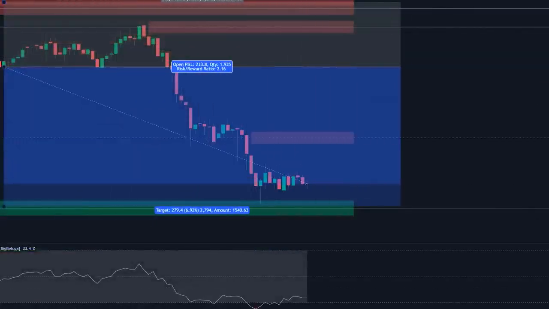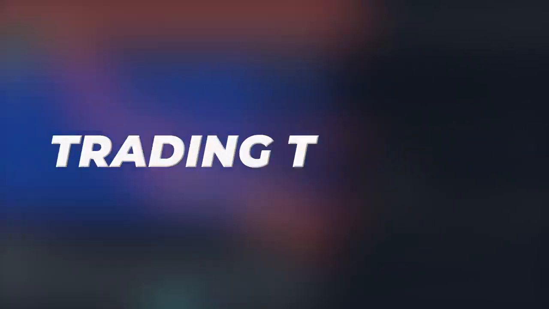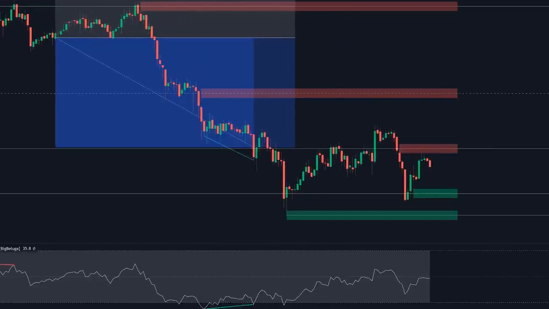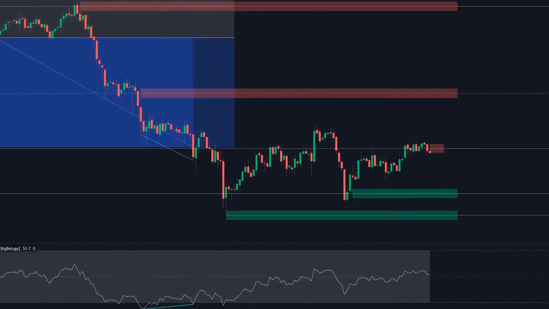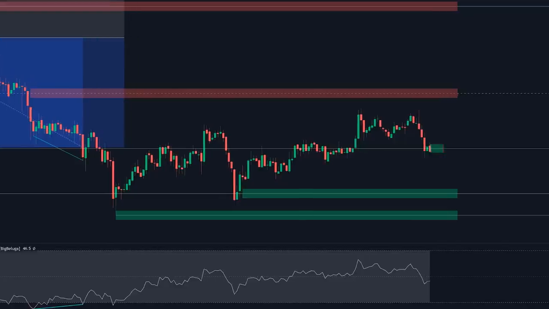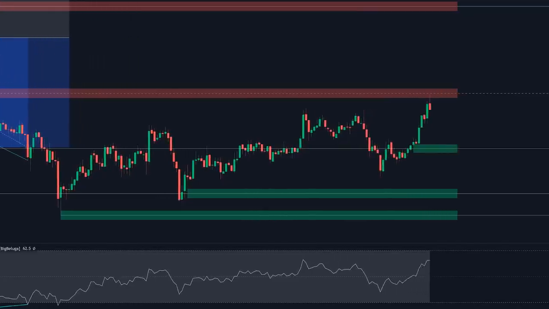Ladies and gentlemen, this is the comprehensive trading toolkit by Big Beluga. It's particularly useful for traders looking for a detailed and actionable framework to interpret market movement and plan their trades systematically. If you want to check it out, you can find it on TradingView.